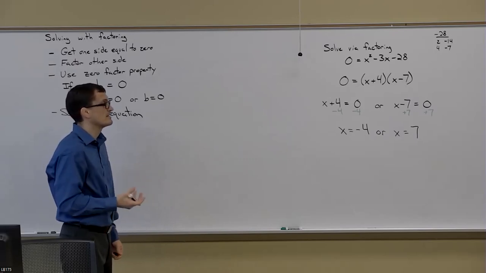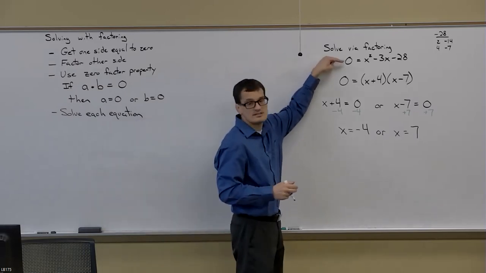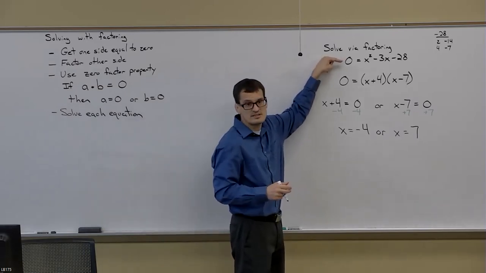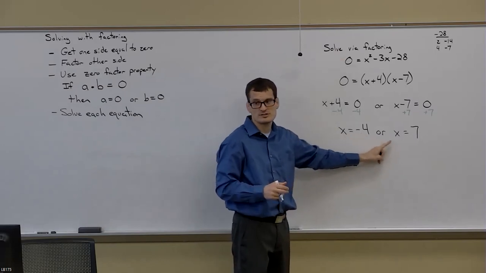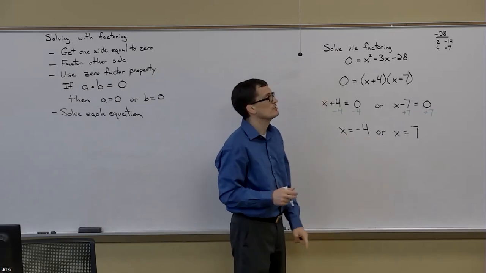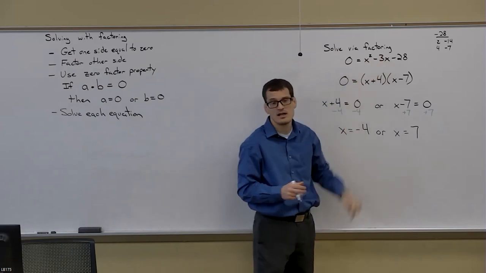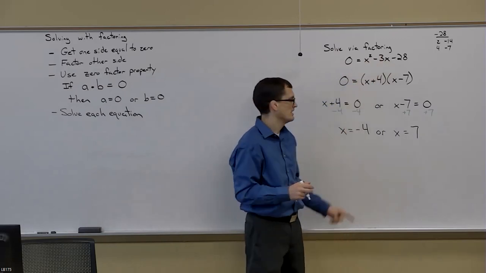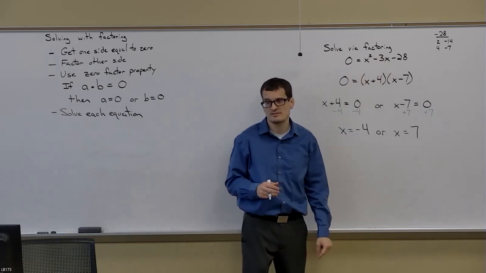And that's it. That means there are two solutions to this quadratic equation. One of the solutions is negative 4. The other solution is 7. You can check that out if you want. You can plug in negative 4 and then plug in 7 and see that both give you true statements.